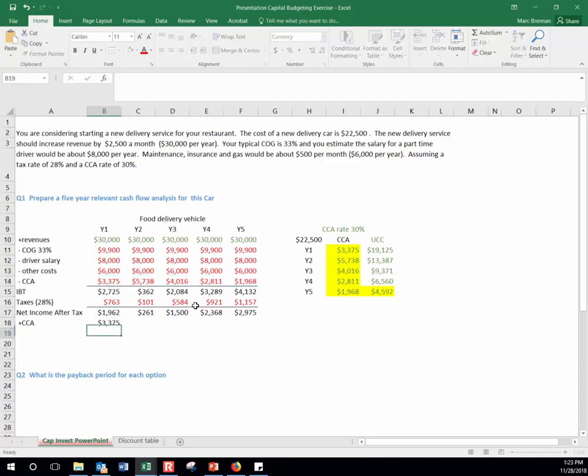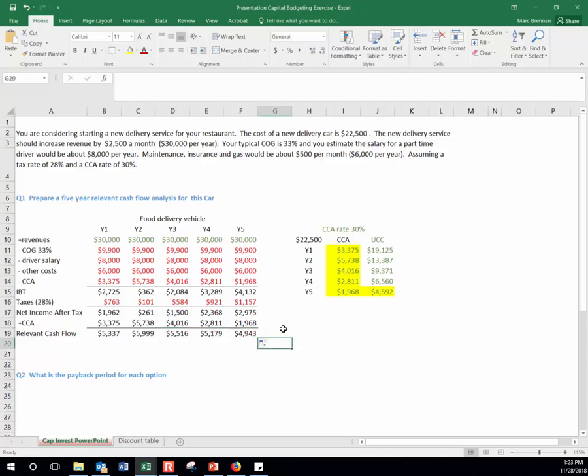So 3,375, 5,738, 11,1,968. And we're just going to add that back, and that is what's going to give us our relevant cash flow. So 9,000, it would just add them. So 261 plus $5,738. And you would just continue to add all of these together.